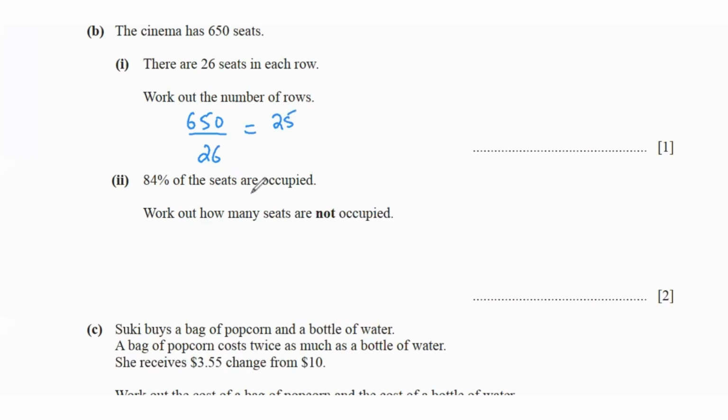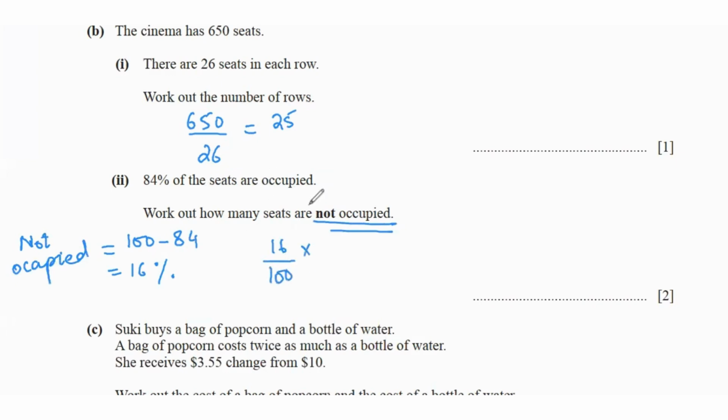Then it says 84% of the seats are occupied. Work out how many seats are not occupied. So that means 100 minus 84, which is basically 16%. So 16% of the seats are not occupied. So what we'll do is we'll multiply 16 over 100 with the total number of seats, which is 650. And that is going to give us 104. So that's your answer.